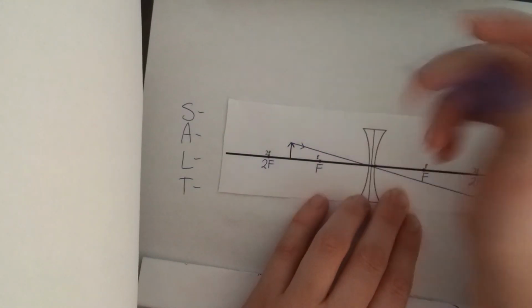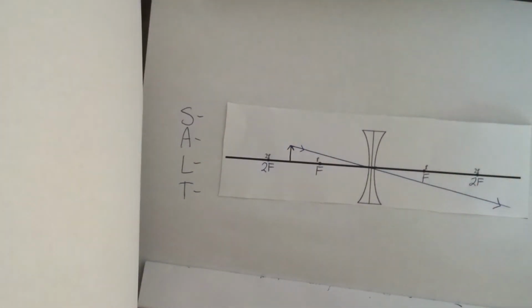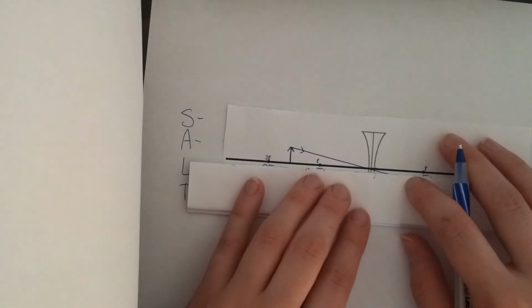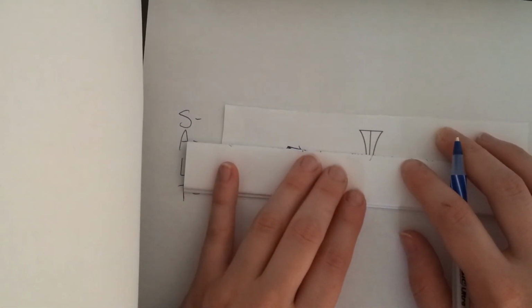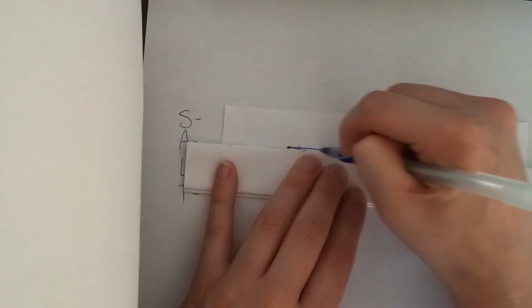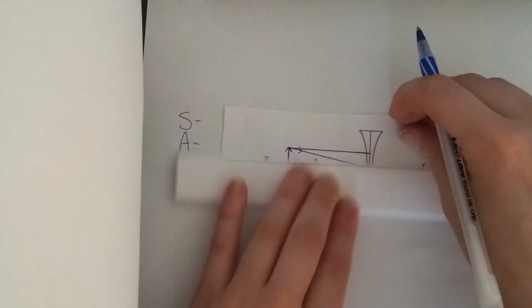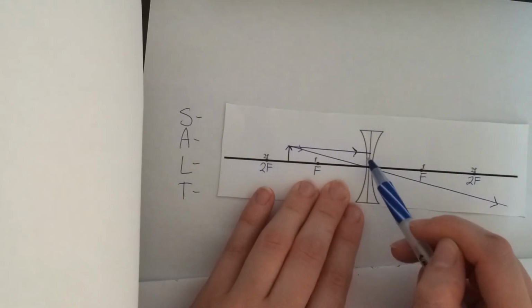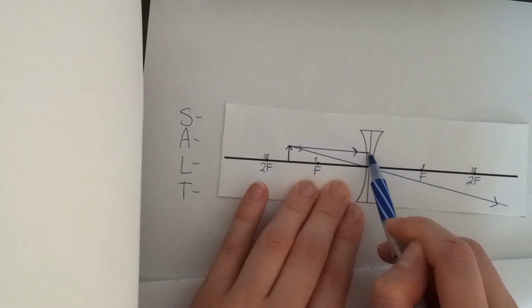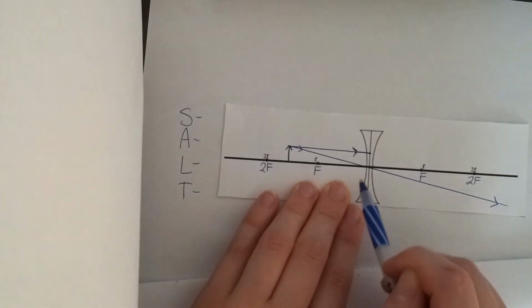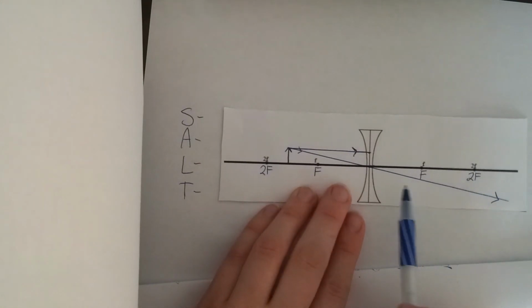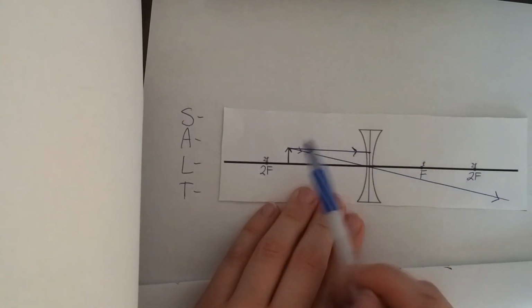Draw your arrowheads. Next, we will be going parallel to the principal axis. Now this is where it can get a bit tricky. This light ray, instead of bending inwards, is going to bend outwards, and it's going to bend outwards based on the focus. Now the hard part is figuring out which focus to use.